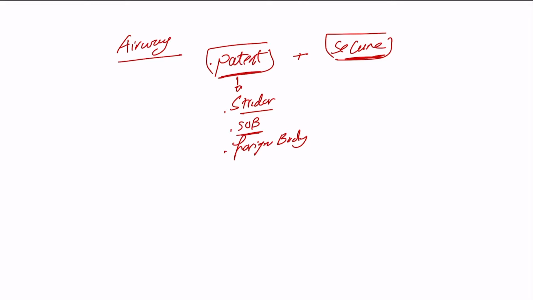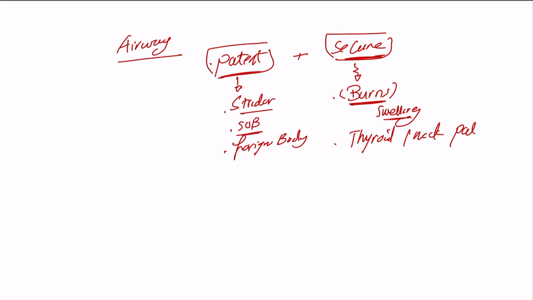The scenarios that I always use for a secure or non-secure airway are patients who had burns. This can lead to swelling of the soft tissue in the upper respiratory tract and can lead to compromise of the airway. The other scenario is thyroid or neck surgery patients who developed hematoma in the wound following surgery. They might lead to compromise of their airway as well.